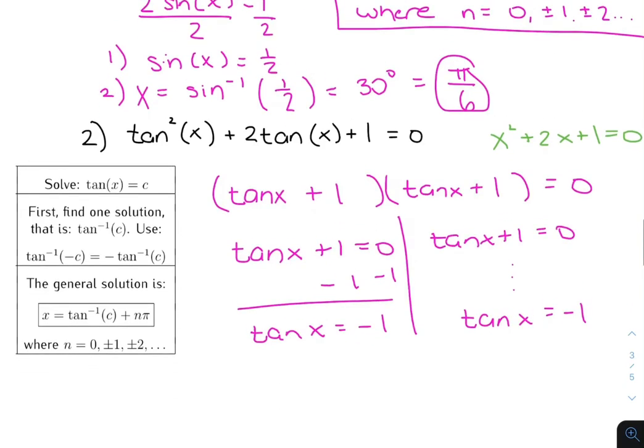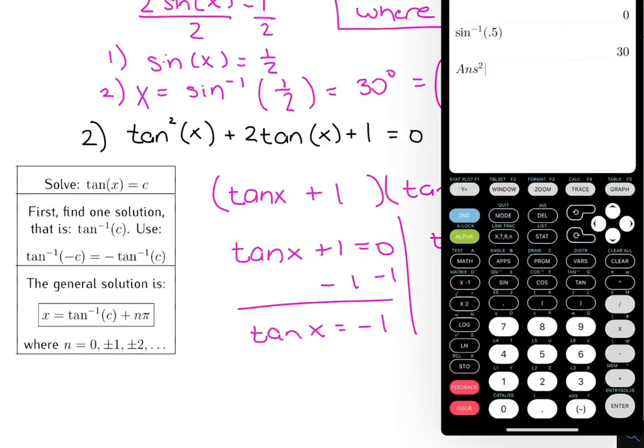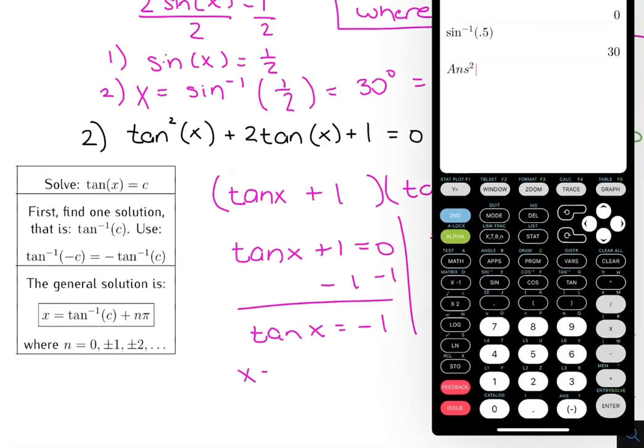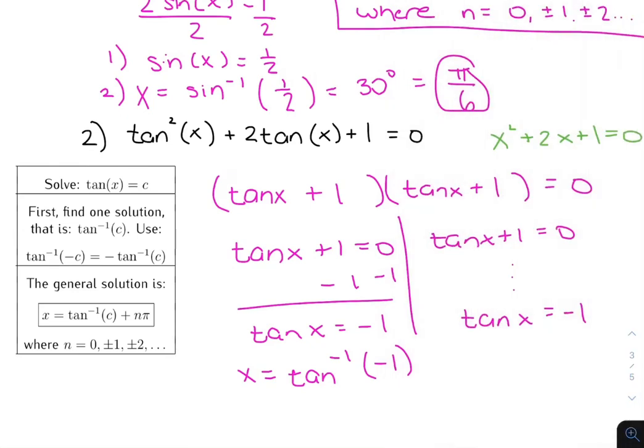And if we plug this into our calculator, again, we're going to want to solve for x. We're going to say that x is equal to, so remember, to get whatever x is, we have to do the tangent inverse of -1. So we're going to hit second tangent to get that tangent inverse, and then you can plug in -1. So our answer is -45. So one solution that we got was -45.